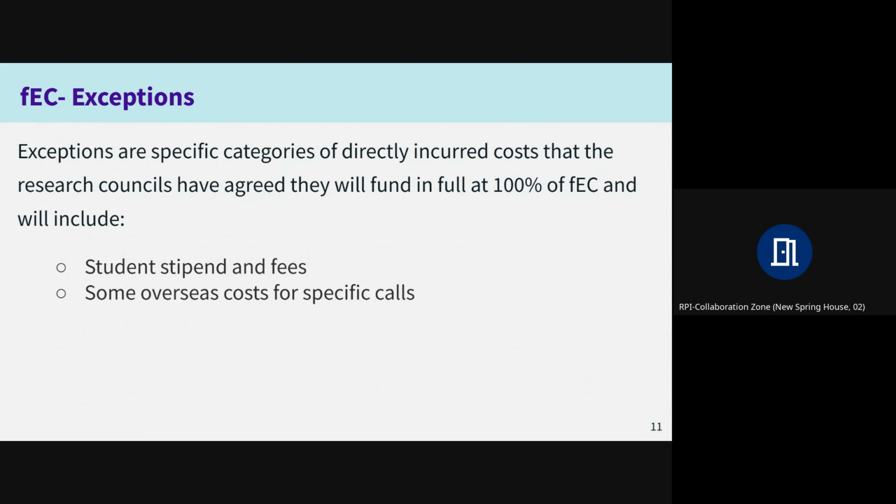Exceptions, there's a funny one because it's really relating to the Research Council's UKRI, which is our biggest funder. They're essentially direct costs, directly incurred costs, but the Research Council have agreed to fund those particular costs at 100%. So student stipend and fees, one of those, and sometimes overseas costs of working with a particular low-income country, we might be able to get full recovery of their costs. So that's what we mean by exceptions. They're often referred to as exceptions from the rules. So Research Councils fund 80%, but the exception to that is exceptions.